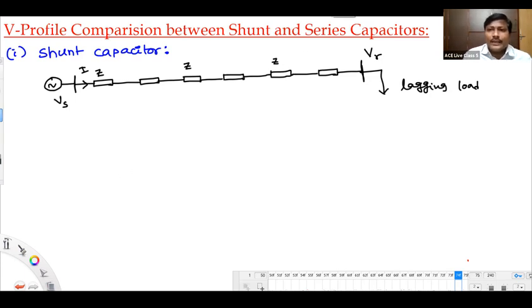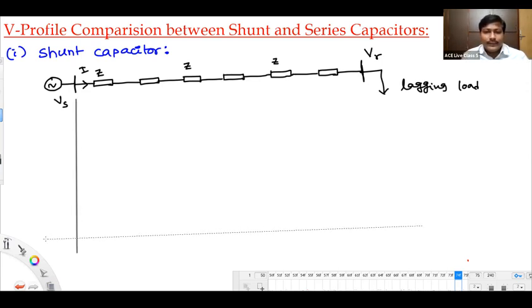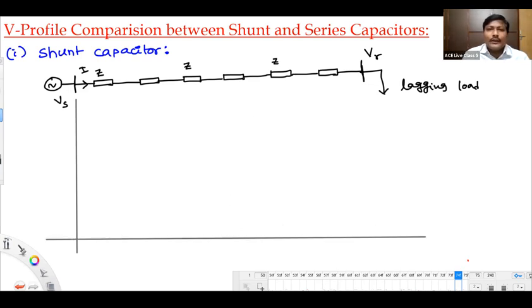Now let us show the plot. It is an axis on which we are going to show voltage. It is an axis on which I am going to show the length of line.